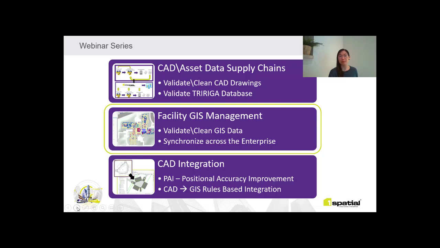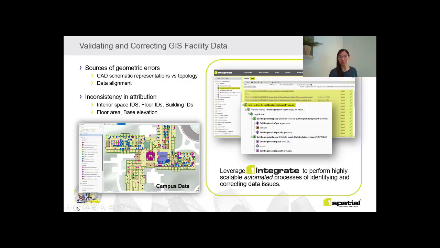So this second webinar will be building on that. What we'll be doing is working with GIS facility data that has been derived from CAD drawings. And since asset management systems maintain more types of facility data outside of what can be stored in these CAD drawings, descriptive data, we will promote the use of a centrally managed database across the entire enterprise by running rules that will actually synchronize these multiple sources of spatial and non-spatial data.